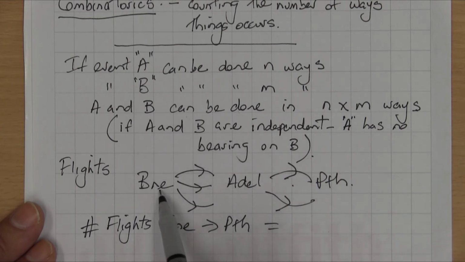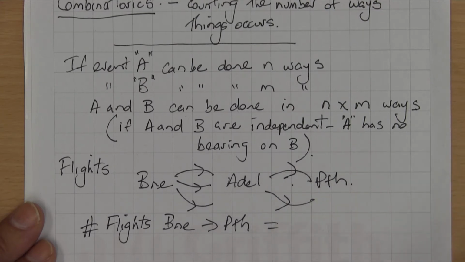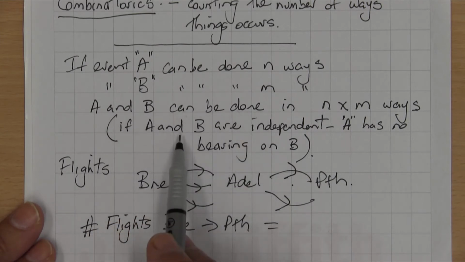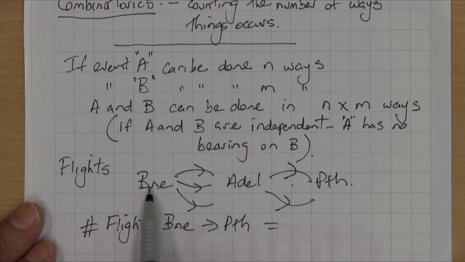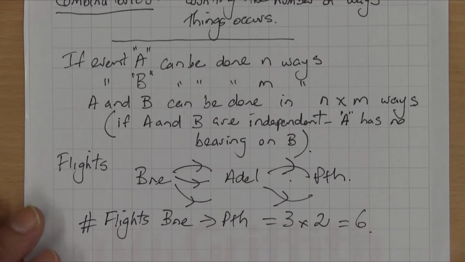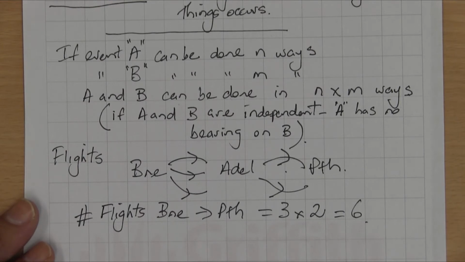There are 3 ways of getting from Brisbane to Adelaide. There are 2 ways of getting from Adelaide to Perth, and they are independent of each other. It doesn't matter which way you got from Brisbane to Adelaide. That will not affect which flight you get from Adelaide to Perth. So the number of ways of A and B, of getting all the way through from Brisbane to Perth, is simply 3 multiplied by 2. So there are 6 ways of getting from Brisbane to Perth.